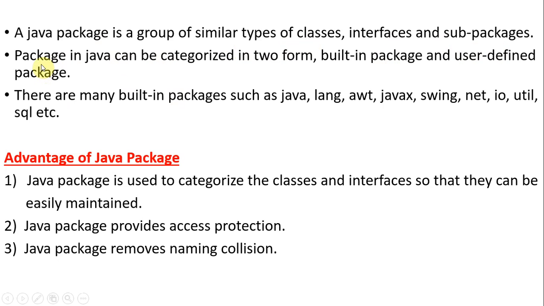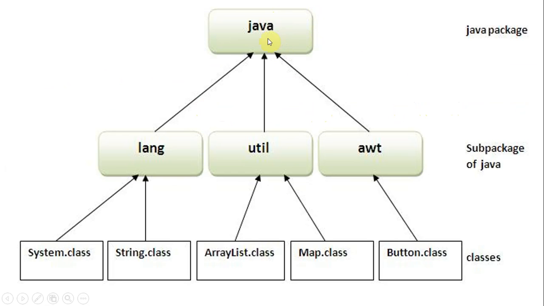So in Java, packages can be categorized in two forms: built-in packages and user-defined packages. There are many built-in packages such as java.lang, AWT (Abstract Window Toolkit), javax.swing, net, io, util, sql. All are sub packages in Java. See the diagram? Java is a package. In that we have lang, util, AWT sub packages. In those we have a set of classes. Like that, so many packages and so many classes are available predefined. We will learn the functionality of individual packages whenever the need arises.